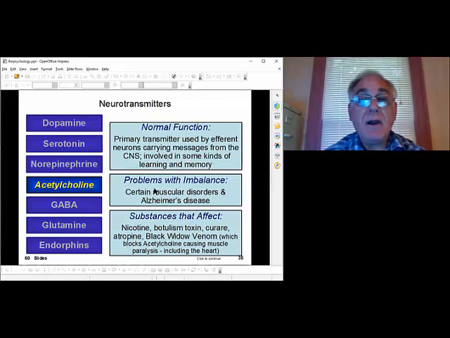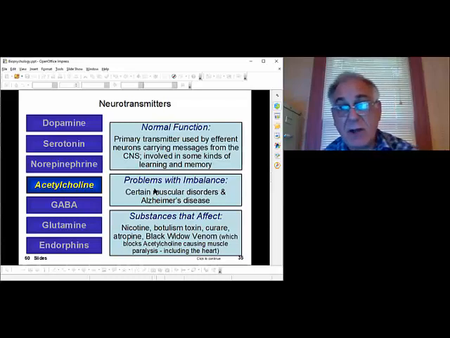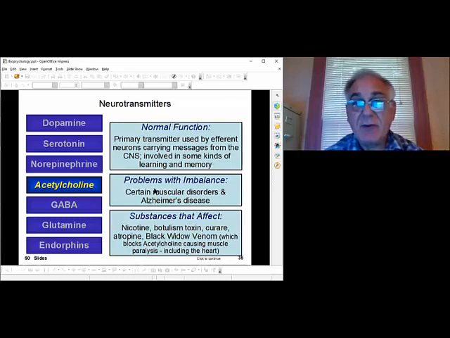Now, it works on the muscles. Right? Acetylcholine allows your muscles to contract and then relax. So certain muscular disorders are part of the problems of having the wrong amount of acetylcholine. And Alzheimer's disease has also been connected with too much or too little acetylcholine.